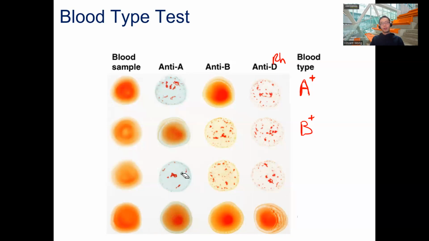So, did the antibody A react with your sample? It did, because I see the clumping, right? Okay, so that tells you that there is A in your sample. The antibody B reacted with your sample. That means it tells you there is B as well. And then it reacted with the RH, so it's AB positive.